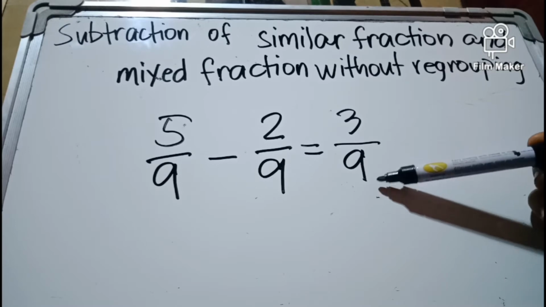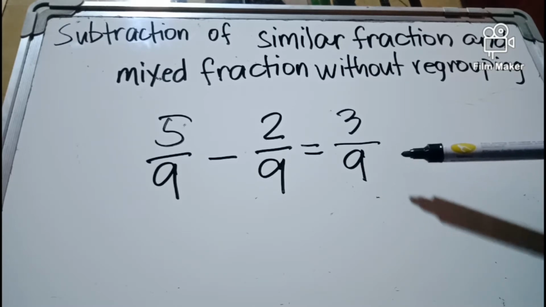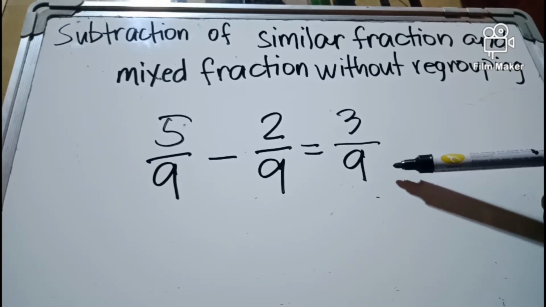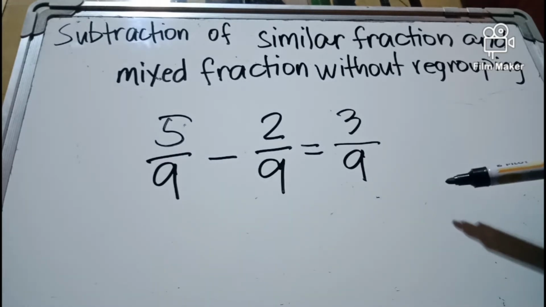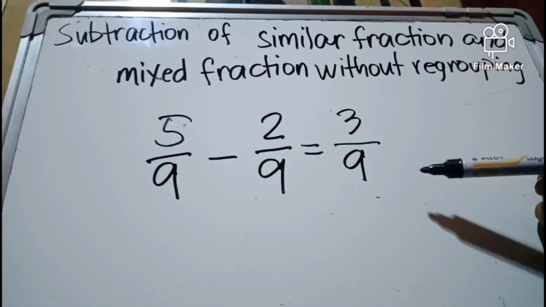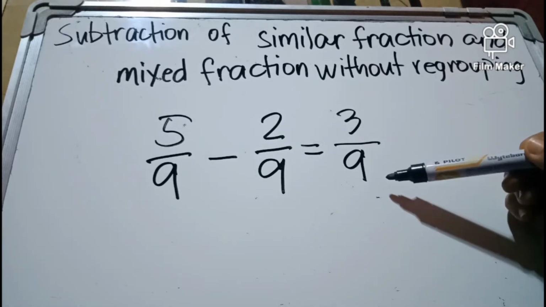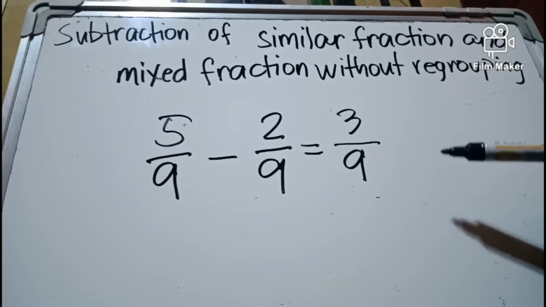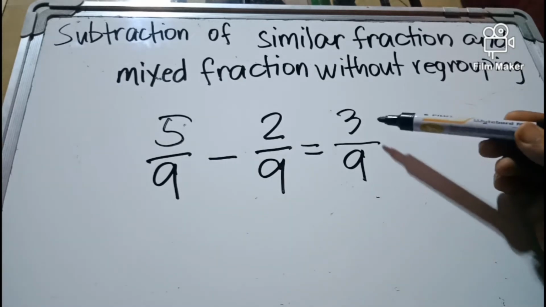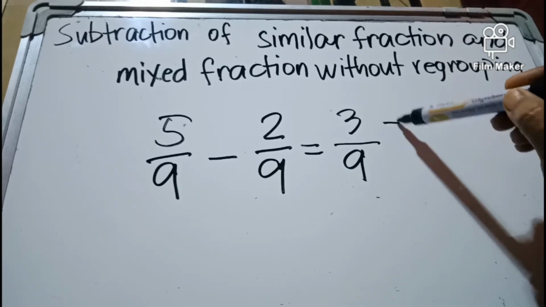Since 3/9 is not in lowest term, kailangan pa natin itong i-simplify by dividing its GCF. What is the GCF of 3 and 9? So, sa aking previous tutorials, tinuro ko na doon yung tungkol sa GCF. So, the GCF of 3 and 9 is 3.